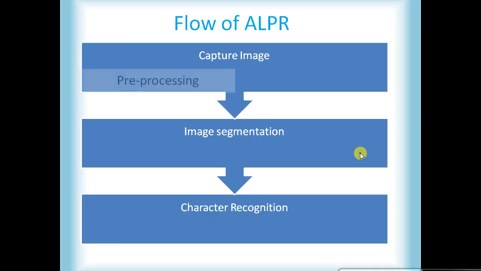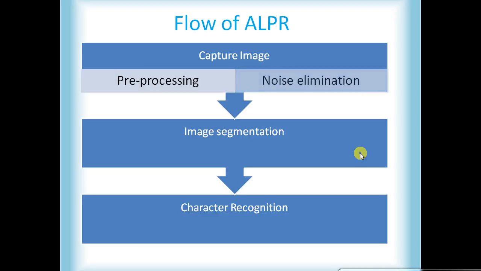So the captured image goes through noise elimination and pre-processing. So noise elimination is obviously really important because in the outside environment noise is a very big problem. So it has to be eliminated. This is part of the pre-processing stage as well. And pre-processing, as we will see, is processing the input image so that the input to the character recognition module is as ideal as possible.